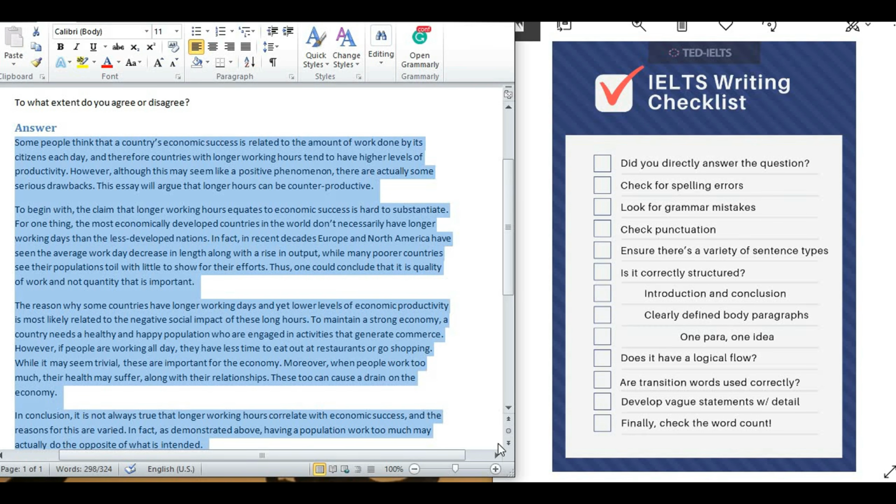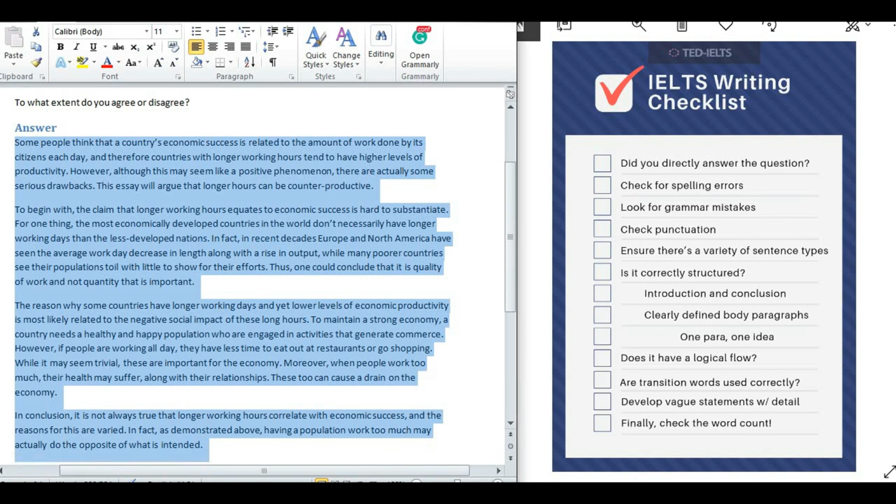If you write more than 300 words, that's not really very great. It leaves more room to make more mistakes and to go off topic. So try and keep your essay short and to the point, but make sure that you do check the word count so that you're above 250 words, or else you will be penalized.